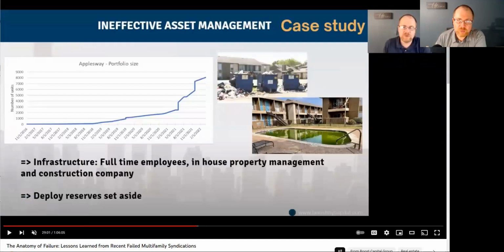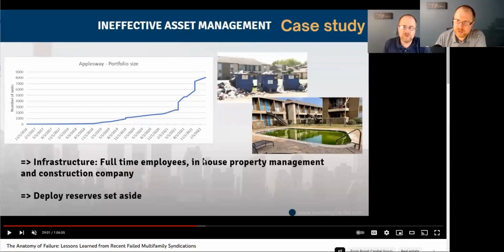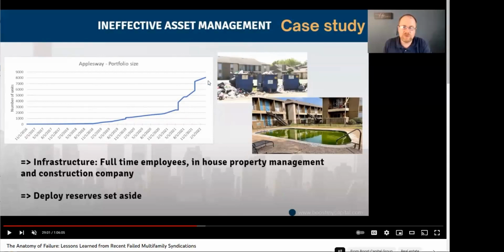See the growth of their portfolio. They went from zero in 2016 to 2018 and started a little bit, 1,000 units at the end of 2019. A relatively constant slope up to this point in 2021, and then it just exploded. And one of the issues, I took a look at their website: they had five employees that they spoke about. How do you take care of 8,000 units with five employees?